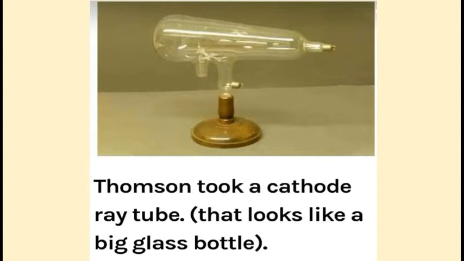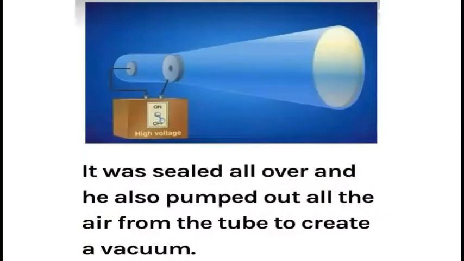J.J. Thomson did an experiment known as cathode ray tube experiment to discover electrons. Thomson took a cathode ray tube that looks like a big glass bottle. Now from the picture you can see it looks like a big glass bottle. It was sealed all over, and he also pumped out all the air from the tube to create a vacuum condition. Vacuum means there will be no air. It will be fully empty.